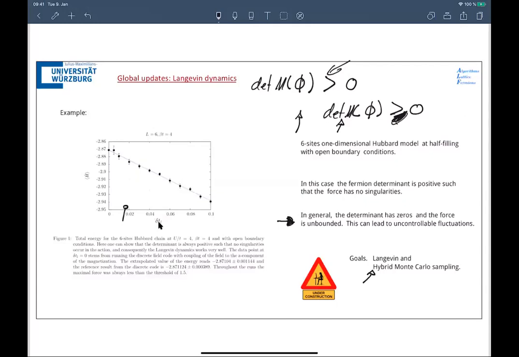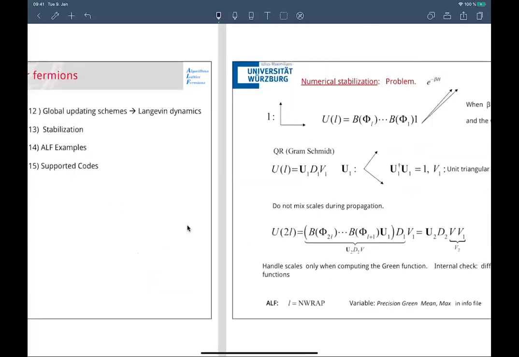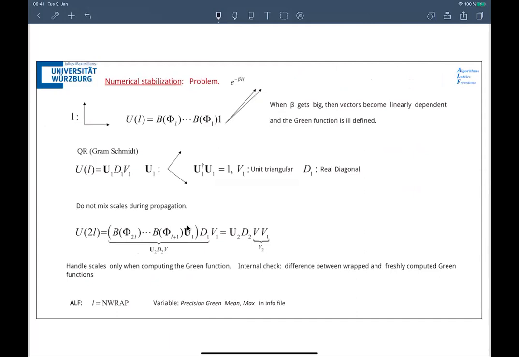Good. So I will continue and talk about stabilization. Up till now we've assumed that all these codes are nice and numerically stable, and they are not. The reason is the following: let's assume that I'm multiplying all these matrices B1 to B of phi of L.